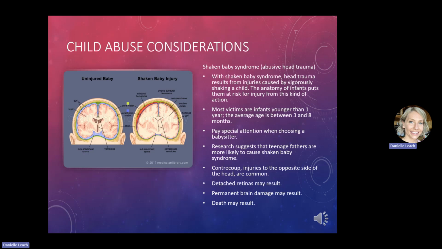Common injuries from shaken baby syndrome are called contre-coup injuries, which means that they actually have an injury to the opposite side of the head, which you may think. This can result in things like detached retinas, which can lead to blindness, permanent brain damage, and death.